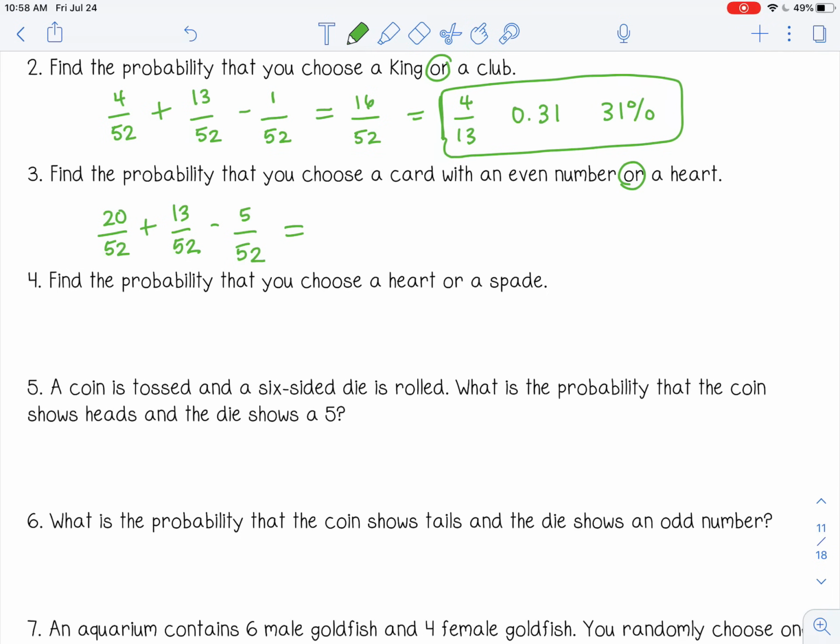All right, so let's add these together. 20 plus 13 minus 5 is 28 out of 52. Let's simplify that. That would be 7 out of 13, or 0.54, or about 54%.